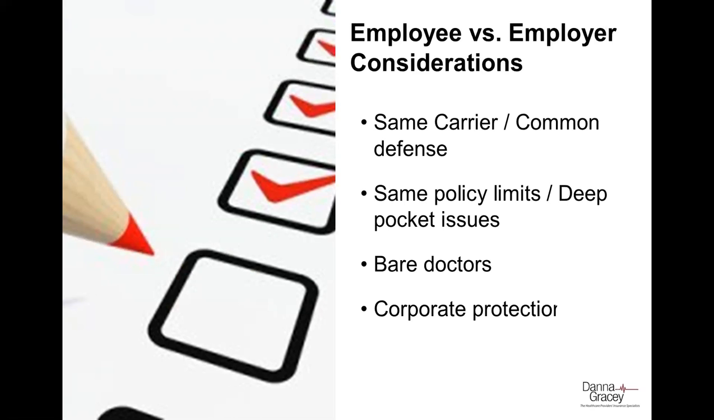The same type of issue applies when there are different policy limits. We do have groups that have different policy limits, because some doctors strongly believe in either high limits or low limits and so forth. And so we do have some groups that do carry different limits for their docs, but it's never a preferred situation, because of course the doctors with the high limits in the group will become the deep pockets of the docs with the low limits.